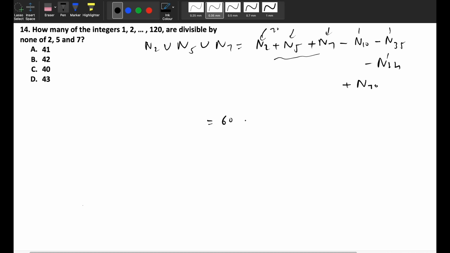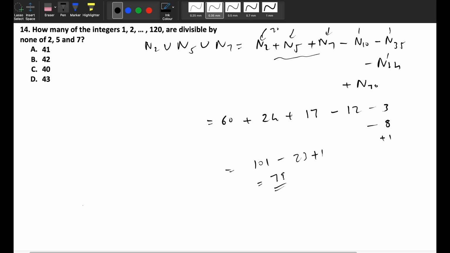So n2 means 120 by 2, 60. There are 60 numbers which are divisible by 2. n5 means 120 divided by 5, 24. n7 is 120 divided by 7, it will be 17, minus n10, 12, minus n35 is 3, minus n14 plus n70 equal to 120 by 70, you will get 1. So the final answer will be 84 plus 17, 101 minus 15 minus 23 plus 1. So you will get it as 79.